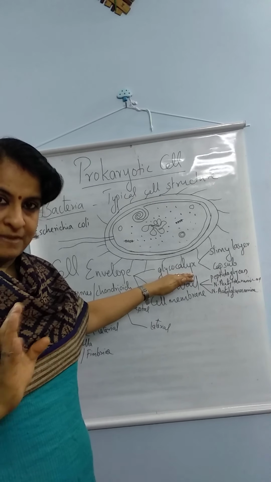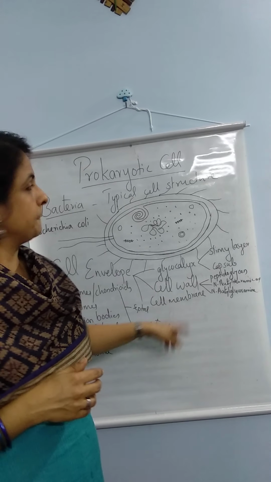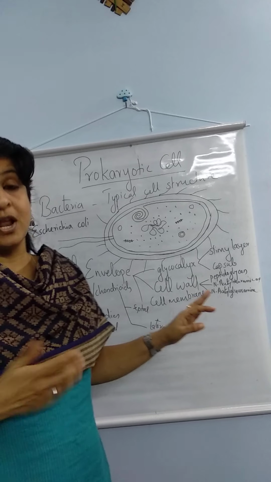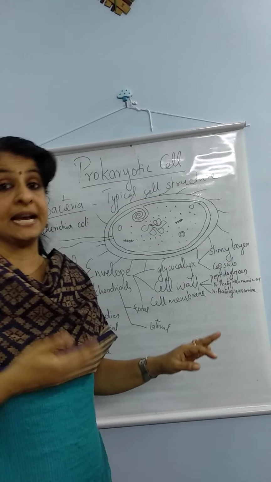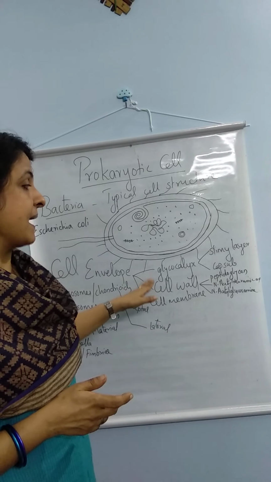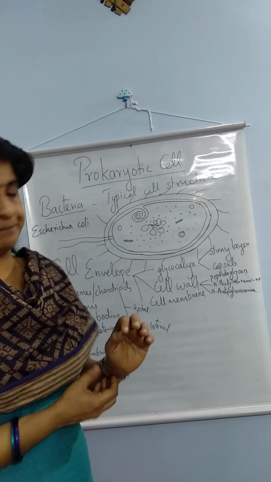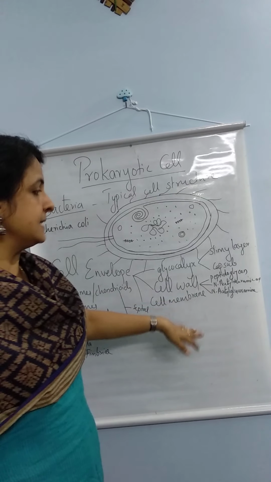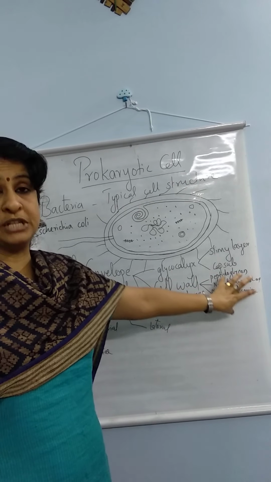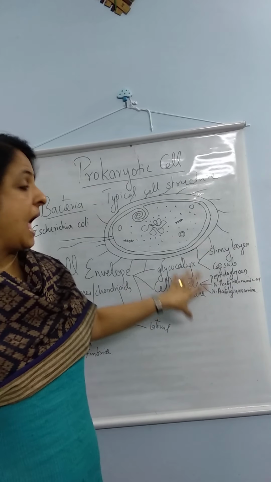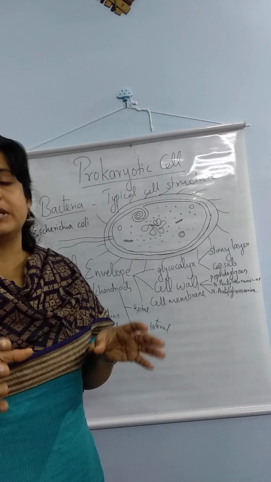So glycocalyx will be there. It can be as a slimy layer or as a capsule. Then comes the cell wall. It's not like the plant cell wall, a cellulosic cell wall, nor is it the chitin cell wall of fungi. We have this bacteria having a cell wall made up of a chemical substance called as peptidoglycan. Along with the peptidoglycan there is N-acetylmuramic acid and N-acetylglucosamine. So these are the components that make up a bacterial cell wall. And this peptidoglycan cell wall gives that fixed shape and rigid nature for the bacterial cell.